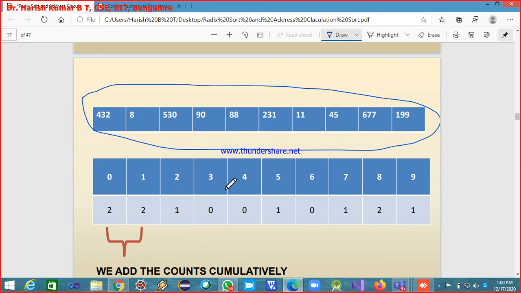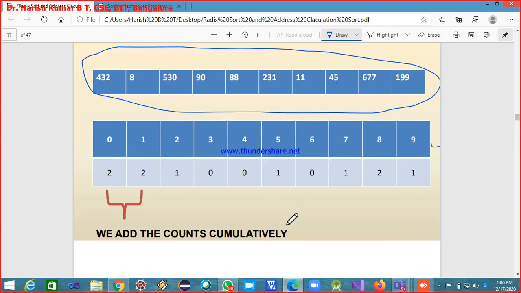Similarly, you don't have any element which has 3 as the digit in its ones place, 4 as the digit in its ones place, or 6 as the digit in its ones place. Okay, people, understood this? Yeah?